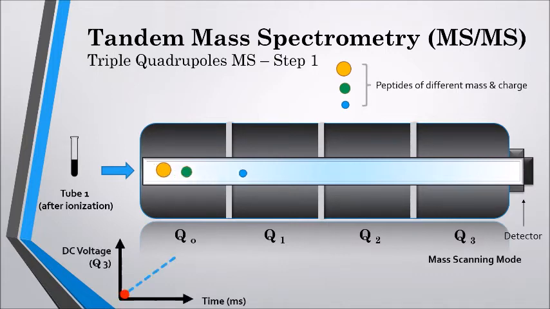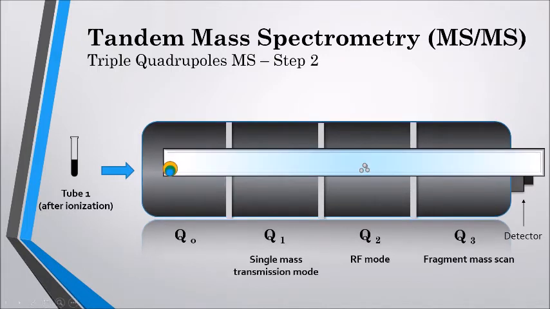The voltage is ramped up gradually, which allows the different ions to pass through and hit the detector. This setting allows the scanning of all peptides present in the sample. Now, the DC voltages which are specific for each peptide have been determined. To perform peptide sequencing, the experimenter needs to choose the peptide to be sequenced.